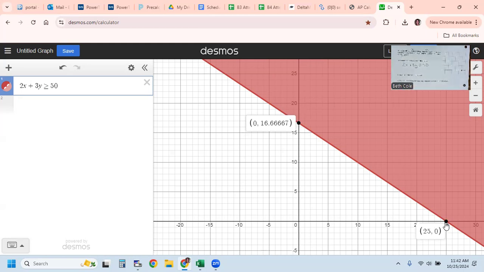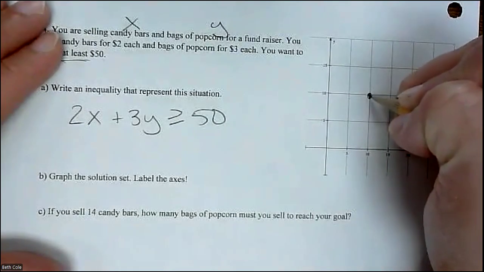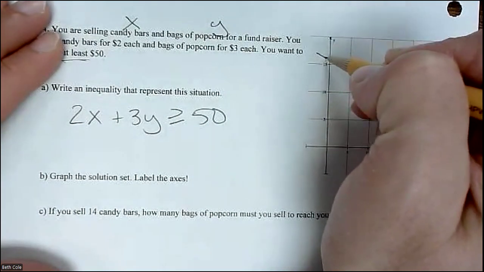Can you guys just stay quiet to get through this last one? All right, and then I think I see one right here. Is that 10, 10? Yeah, 10, 10 is another one. You really only need 2 points to be able to plot a line. And then you're going to connect them.